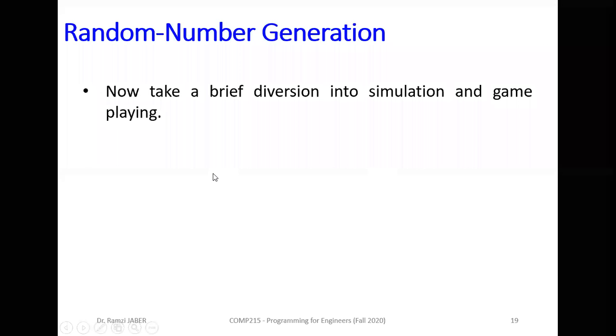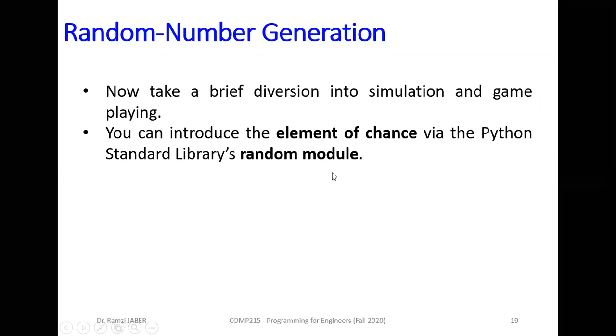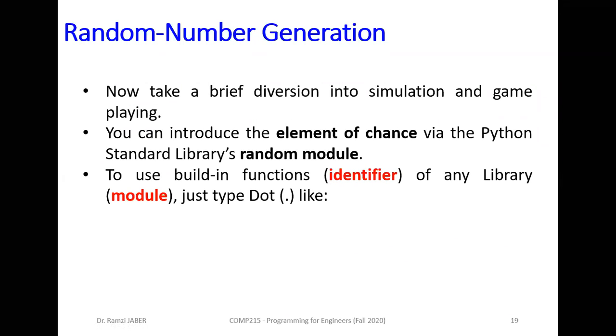Now, take a brief diversion into simulation and game playing. You can introduce the element of chance via the Python standard library's random module. To use built-in functions in a library, called a module, just type module dot identifier. Okay? We still have 10 minutes.